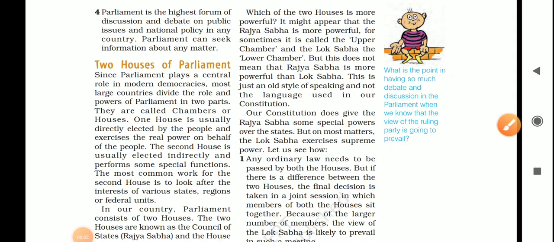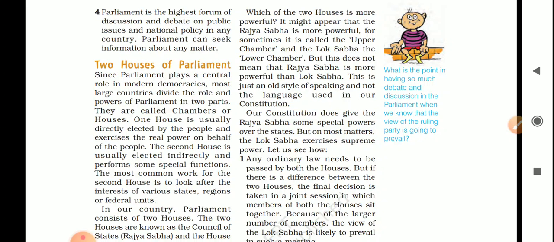Good morning, everyone. In this second part of the chapter, Working of Institutions, we'll discuss the two houses of Parliament. Before this, some points are remaining, but you all have to study them; I'll just explain the portion I can. So, two houses of Parliament, students.